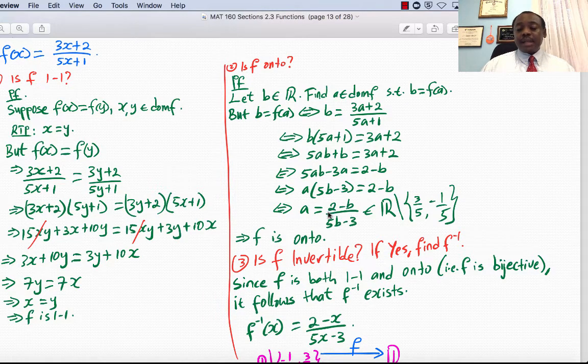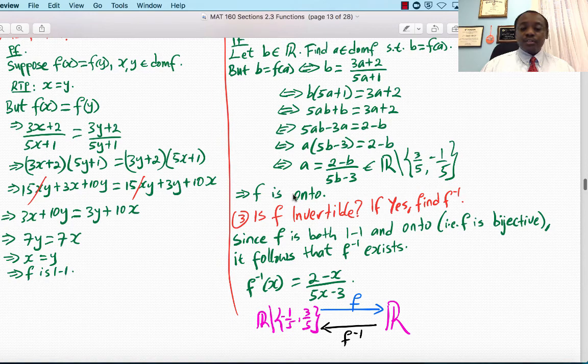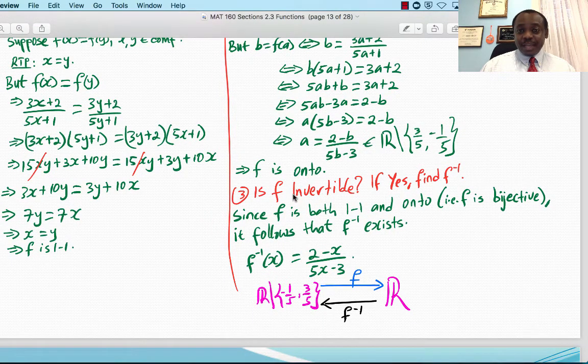The only time this element would not sit in the domain would be when the denominator vanishes, and that happens when B is 3/5. Fortunately for us, 3/5 is not part of the domain, so yes, the function is onto. So it is both 1-to-1 and onto, and that means it is bijective. If it is bijective, that means f inverse exists.